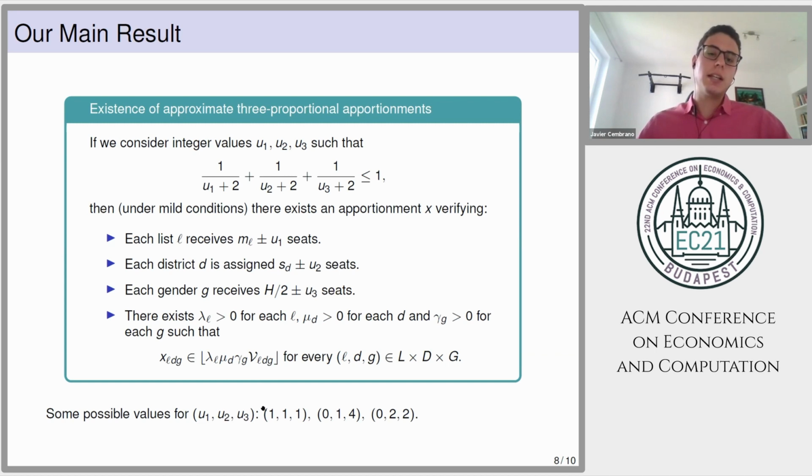So for instance, when seeing the first vector, we are saying that there exists an apportionment X verifying proportionality and deviating at most 1 from each of the prescribed marginals. Or when looking at the second vector, we're saying that there exists an apportionment X verifying proportionality, giving exactly the desired number of seats to each list and deviating at most 1 for each district and at most 4 for each gender.